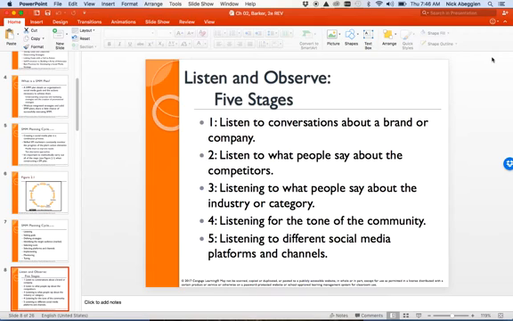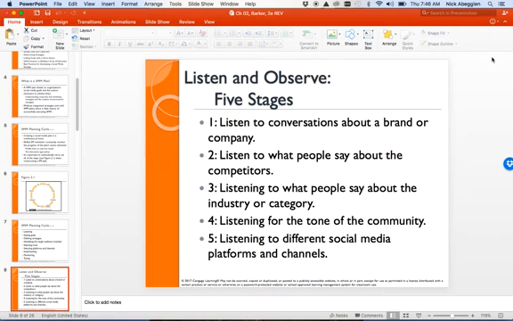Number four, listening for the tone of the community. So essentially this means observing how the consumers naturally interact with each other on social sites. What technical jargon, acronyms, slang, what do they say? What do they use? How do they interact with each other? So when engagement in social media is a good fit, you sound like that consumer. This knowledge will help facilitate integration and participation within that community.